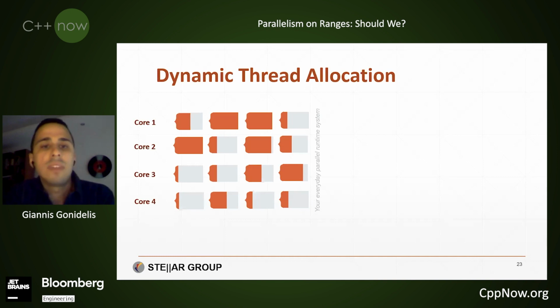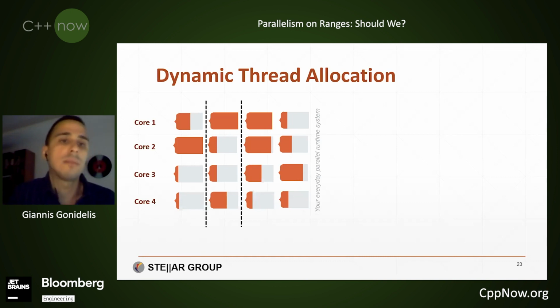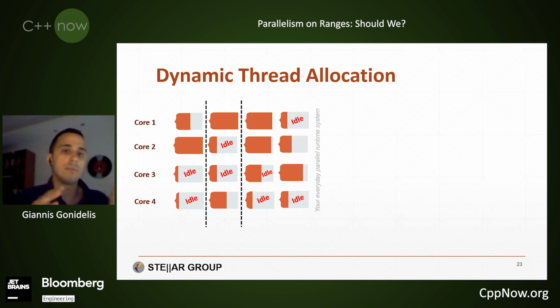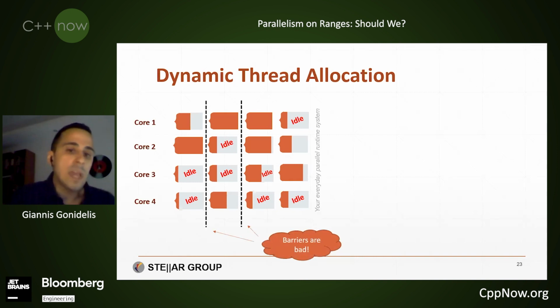And with your everyday parallel runtime system, what you would get is static scheduling, which would, of course, impose certain barriers. Now, what you get with those barriers is idle threads all over the place. I mean, literally, there is a lot of empty execution time in there. And the conclusion is that barriers are bad.